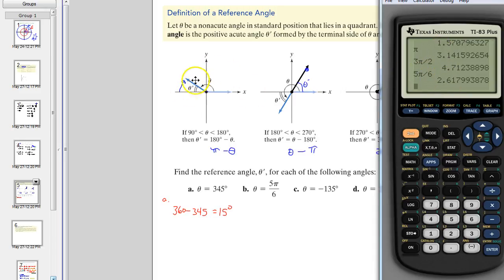Okay, so in quadrant 2, what do I do to get my reference angle? I take the angle, right, and I subtract that from, and in this case because it's radians, I subtract it from pi.